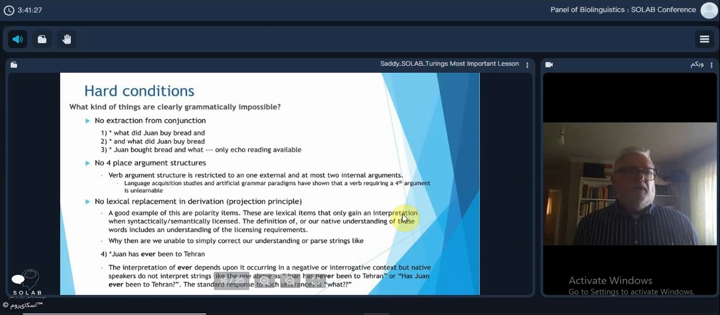So "ever", even though it wants to be in this environment and comes with that label in its lexicon, we aren't allowed to just fix it. So the projection principle seems to be another one of these rather hard conditions. It's hard to overcome.